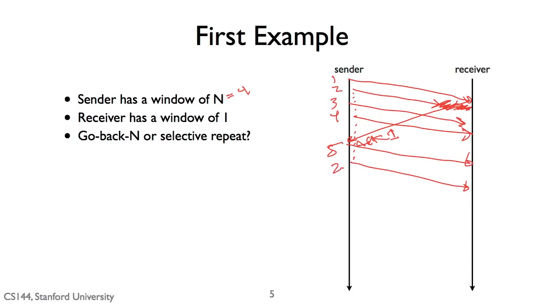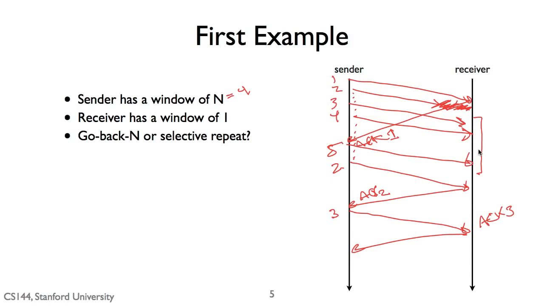But the thing is that because the receiver has a receive window size of only 1, it has been unable to buffer packets 3, 4, and 5. And so when it receives packet 2, it's going to ACK 2. The sender has not received an acknowledgement for 3. It's going to have to retransmit 3. And then the receiver can acknowledge 3.